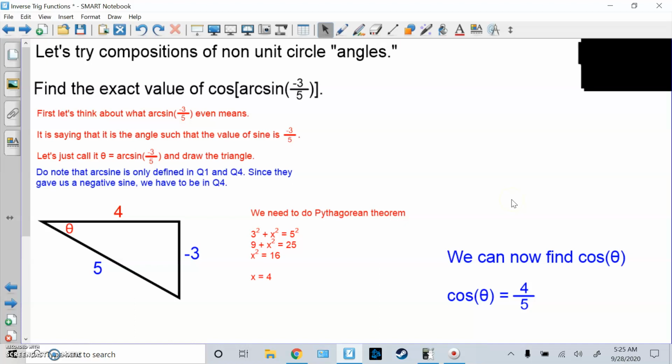All we are doing is drawing our triangle and finding out the sides by the Pythagorean theorem, because right now we're not on the unit circle. There's not a special 30, 60, 90 or 45, 45, 90 triangle, and it's not a special angle that you should know.